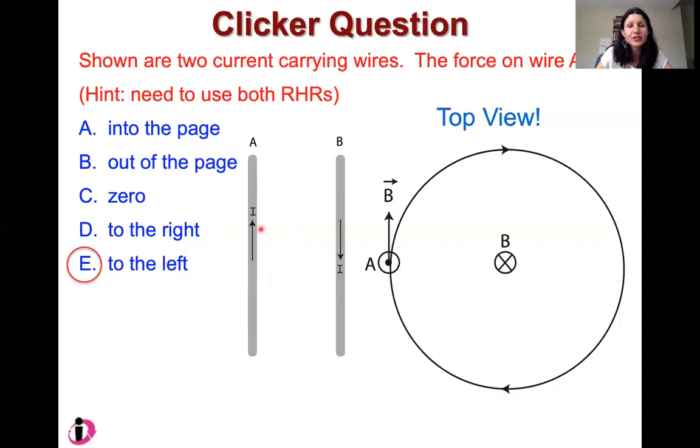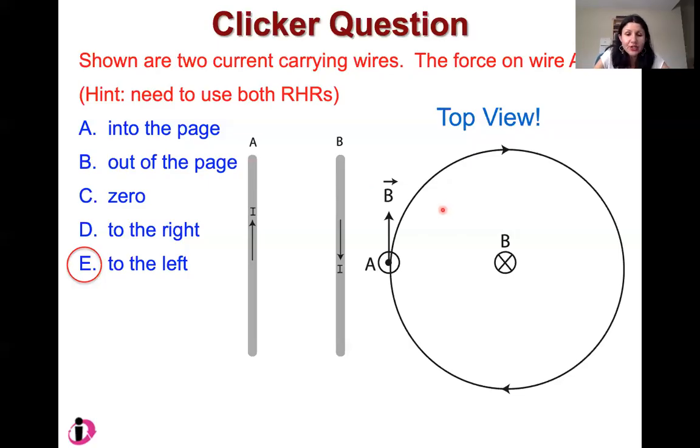So what we see is that these two wires will repel each other, because wire A will move away from wire B. You can do the same type of analysis for wire B due to wire A, and I recommend you do this. You should find that the force on B due to the magnetic field generated by A will be to the right, so the two will repel.